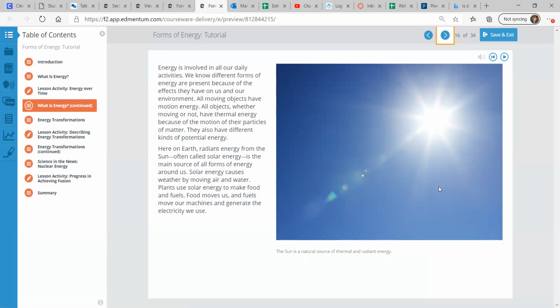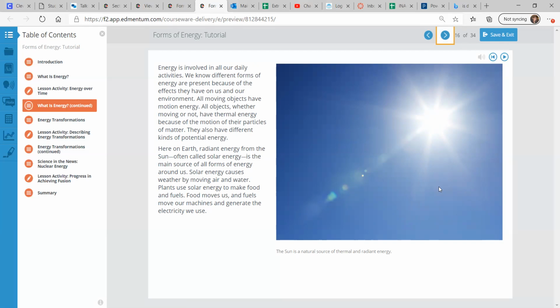Energy is involved in all our daily activities. We have different forms of energy, and we know they are present because of the effects they have on us and our environment around us. All moving objects have motion energy. All objects, whether moving or not, have thermal energy because of the motion of their particles of matter. They also have different kinds of potential energy.